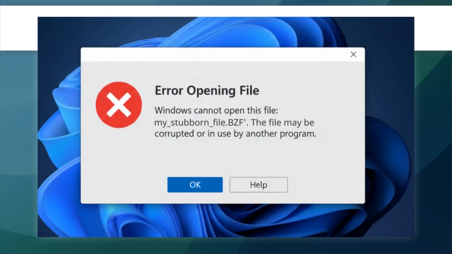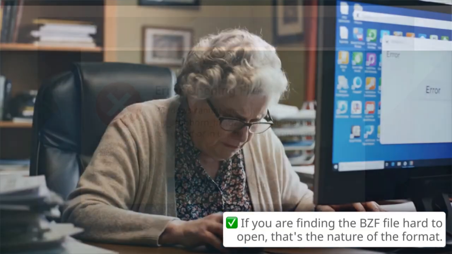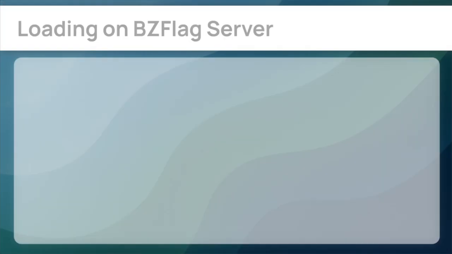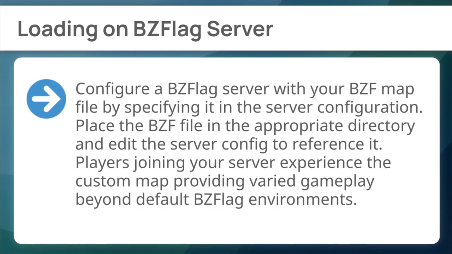We're facing a complicated BZF error. Let's move to the testing phase and check these critical common failure points to find the fault. First, loading on BZFlag server.